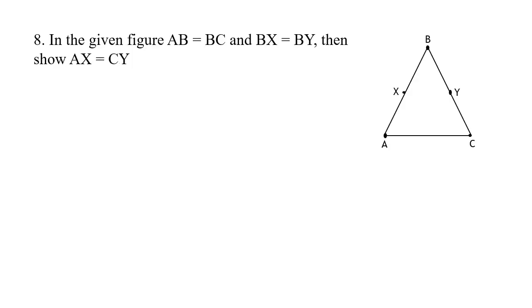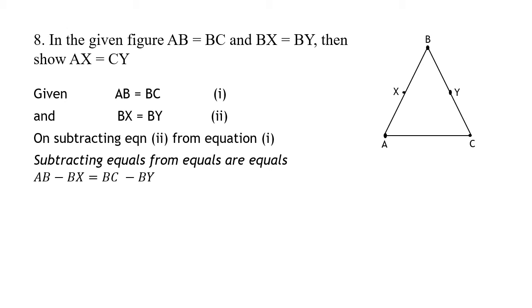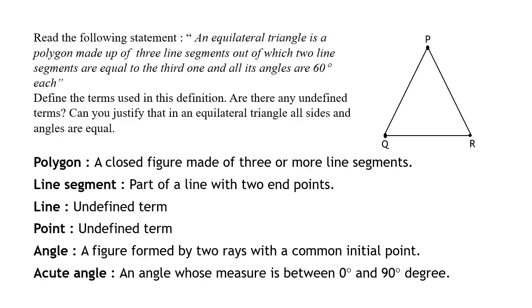Now in the figure, we are given AB equal to BC, BX equal to BY. We have to show AX equal to CY. So we are given AB equal to BC and BX equal to BY. Subtract equation 2 from equation 1, and Euclid's axiom says that subtracting equals from equals, the remainders are equal. So AB minus BX equal to BC minus BY, but AB minus BX equal to AX and BC minus BY equal to CY, hence it is proved.